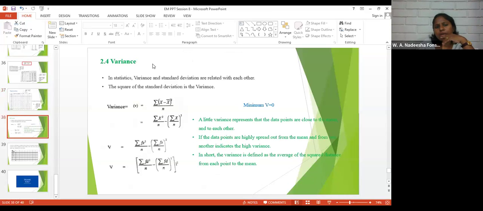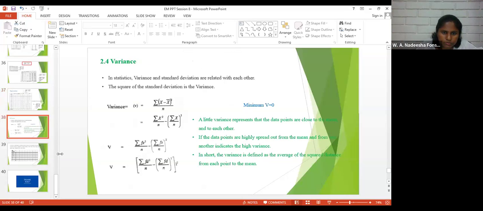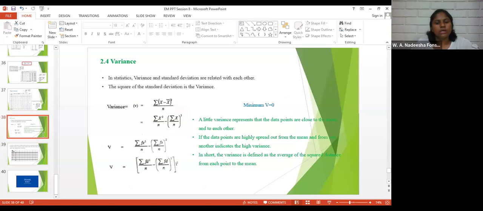Then variance is the square of standard deviation. I told you if you have already found the standard deviation, then you can write variance equals square of standard deviation and just square that value. No need to go step by step and calculate again. So then I gave you this question and some of you did it. So those are the things we discussed up to now.